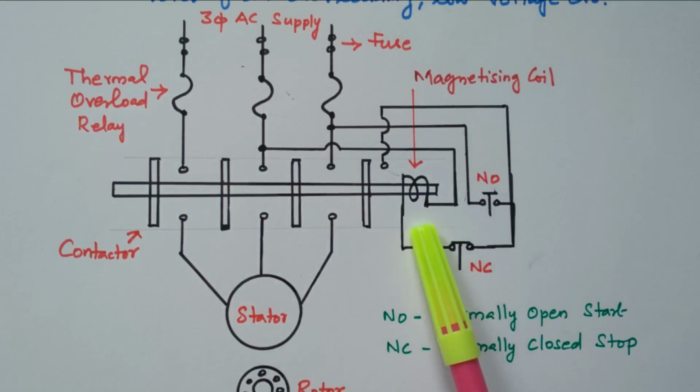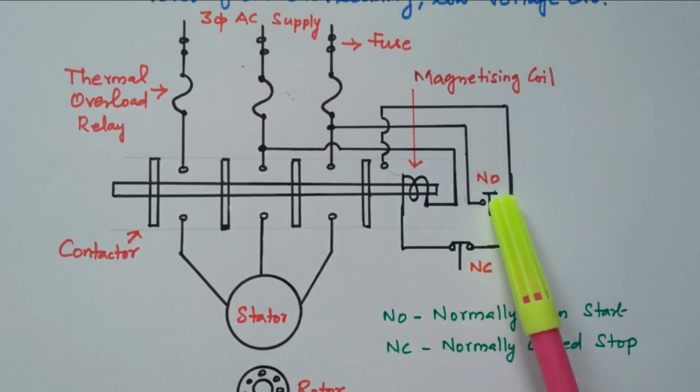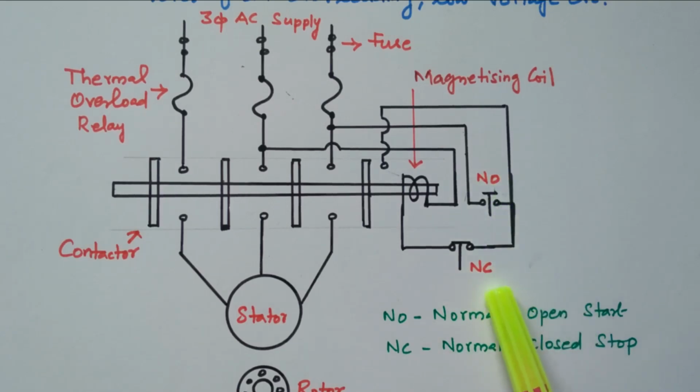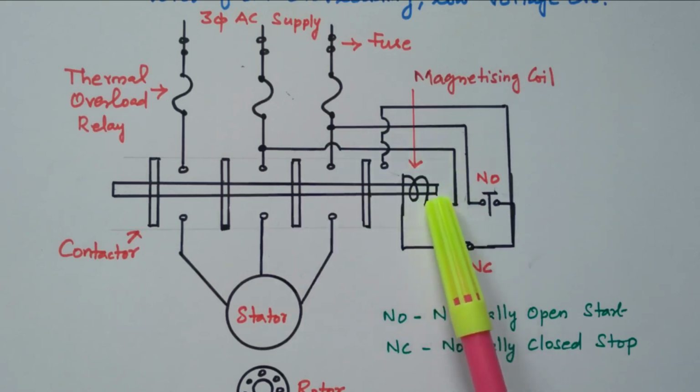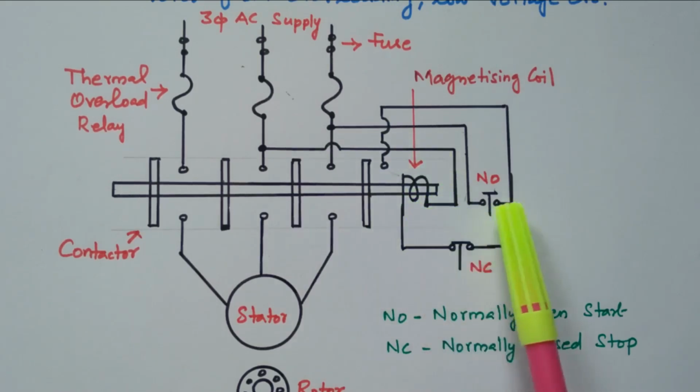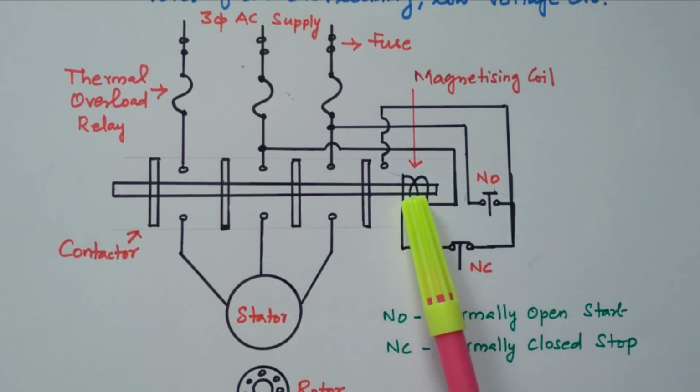Magnetizing coil is available. Here we have 2 contactors available. NO means normally open, it is normally in open condition. Here NC means normally closed condition, always in closed condition. Right? So due to this normally open, the supply is not given to the magnetizing coil. It is in an open circuit manner.